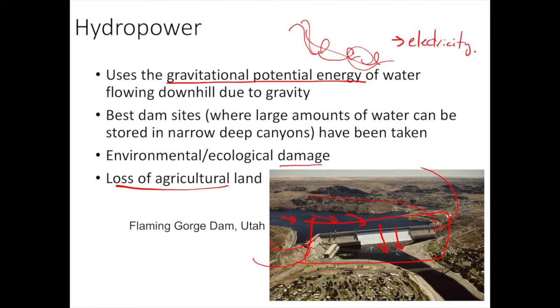So hydropower is very natural. I mean, it's just collecting the gravity of water and converting it to electricity. But in order to create these power plants, there's a lot of damage to the land that you have to do.